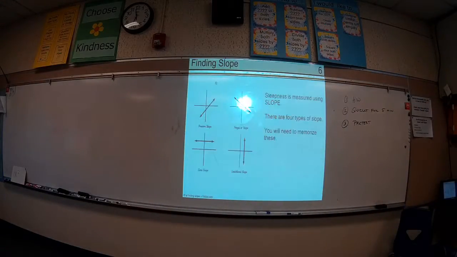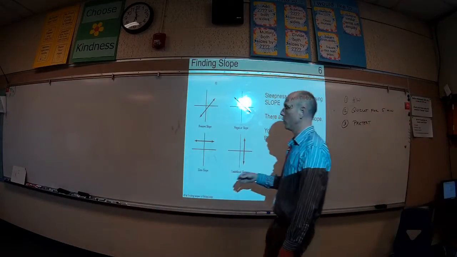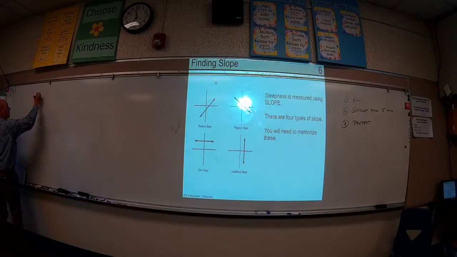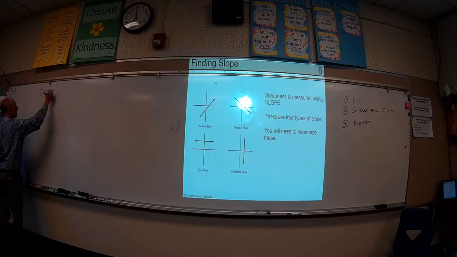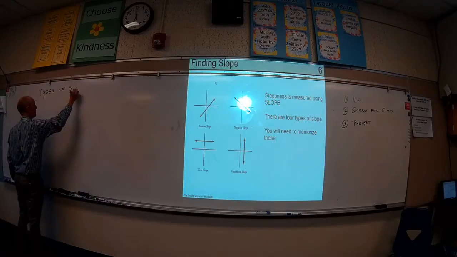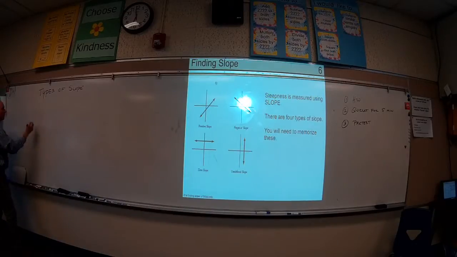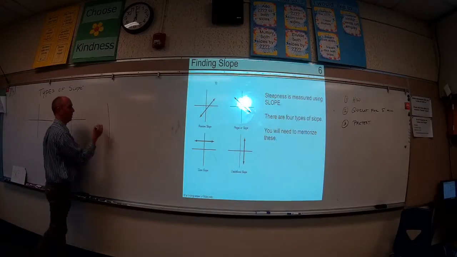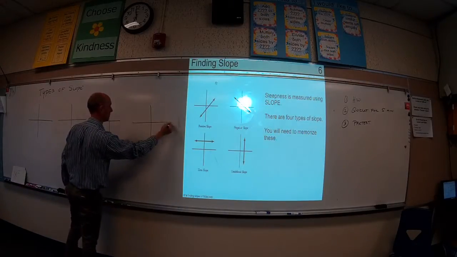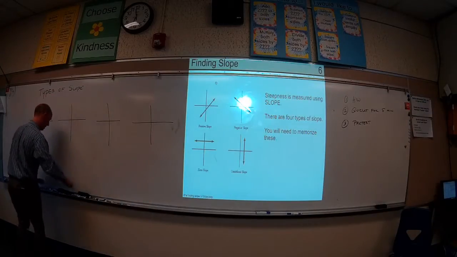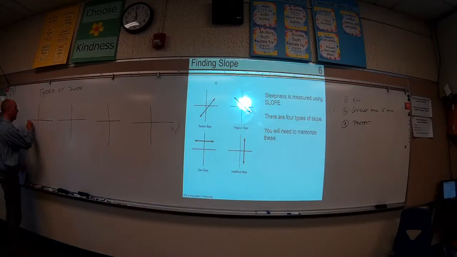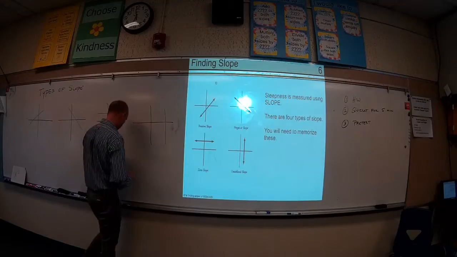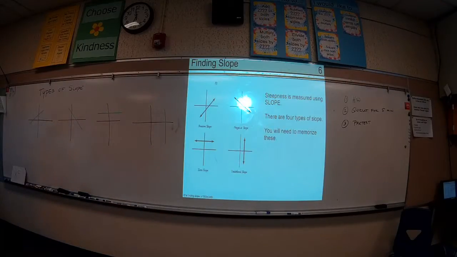Will there be a problem where two of them are exactly the same? Yes, but they'll be going in different directions. So there are 4 different types of slopes out there. And here they are. You need 4 little coordinate systems for 4 little graphs. They have 4 little names.